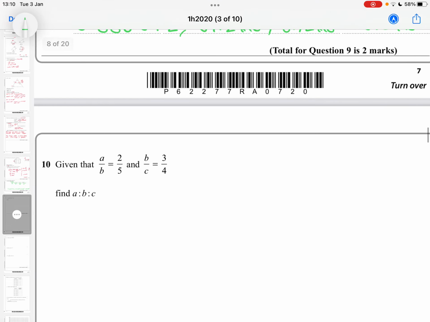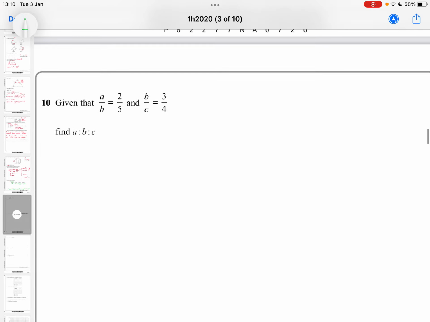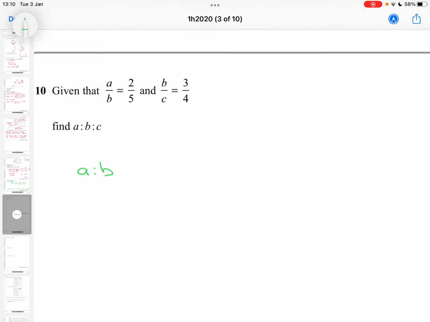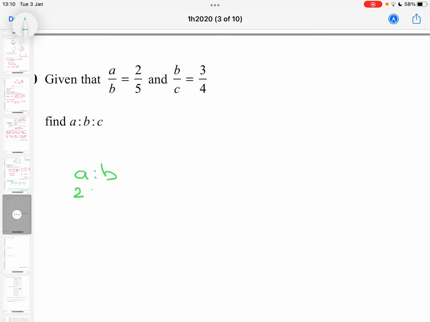Right, next question, we have a ratio question, and it says, given that A over B equals 5 over 2, and B over C equals 3 over 4, can we write the ratio A to B to C? So what I'm going to do first is I'm going to change the fractions to ratios. So I'm going to write A to B in the ratio of 2 to 5. And then B to C is 3 to 4. So now we've actually started to write it in this ratio form.